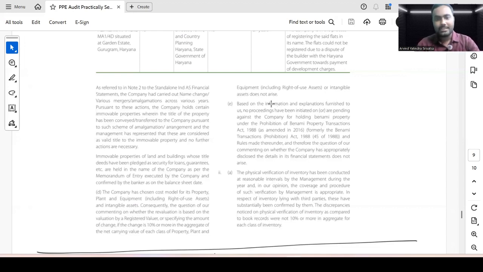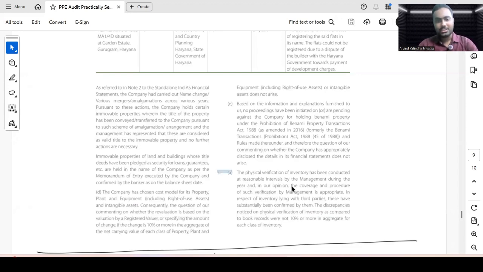Next, based on the information and explanations furnished to us, no proceedings have been initiated or are pending against the company for holding Benami property under the Prohibition of Benami Property Transactions Act and rules made thereunder. And therefore, the question of us commenting on whether the company has appropriately disclosed the details in its financial statements does not arise. So basically, what they are trying to ask us is whether the company is holding Benami property, that is, holding the property on behalf of someone else as a part of Benami transactions. And this will mostly be no in almost all companies. So this is what they're asking us to report, whether the company is holding the property as a Benami, that is on behalf of anyone else or any other company. I hope you understood this.